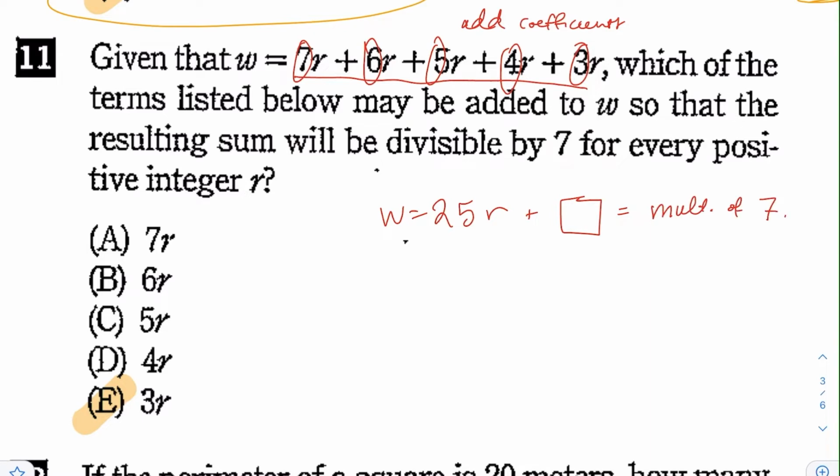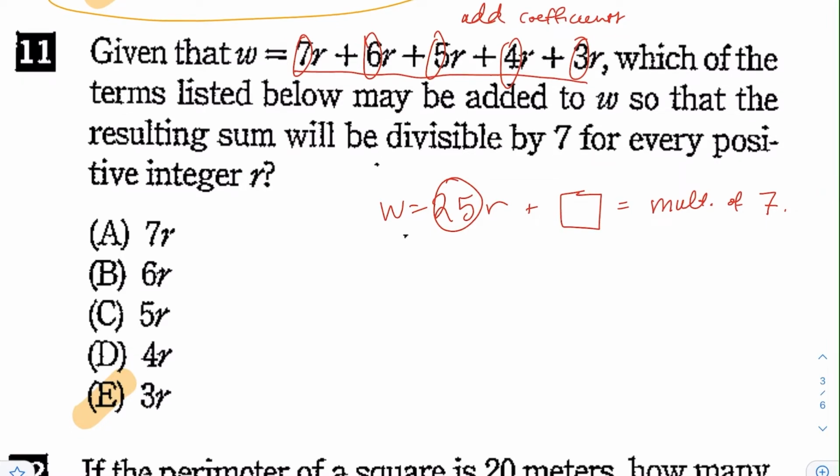Well, we don't know what R is, but if we make this coefficient 25 a multiple of 7, then it doesn't matter what R is. That number will always be a multiple of 7. So here, to make 25 into a multiple of 7, you would need 28R. And you can get 28R if you add 3R. So 25R plus 3R is equal to 28R, and 28R is a multiple of 7, no matter what the R variable represents. So the answer is going to be choice E, 3R.